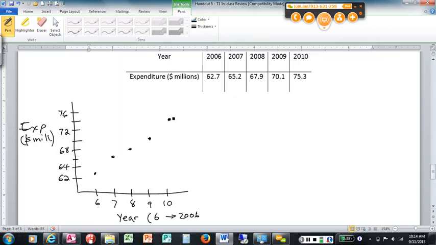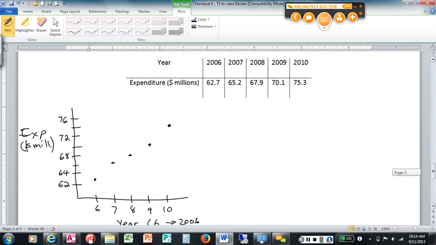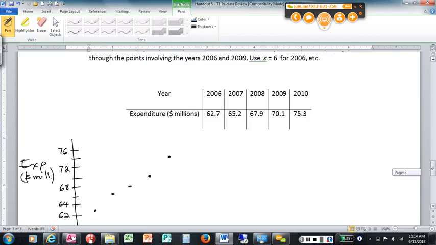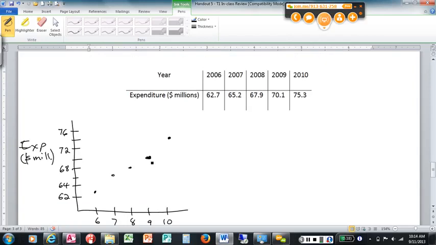We want to do a line, though, also through the points involving the years 2006 and 2009. So these 2 points right here, let's sketch a line through those. And we're calling that our line of best fit. You may have to draw your own line of best fit there. But through those 2 points, we've got (6, 62.7) and (9, 70.1). So what's the equation of that line going to be?